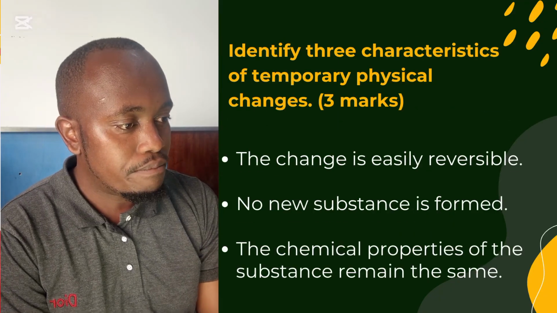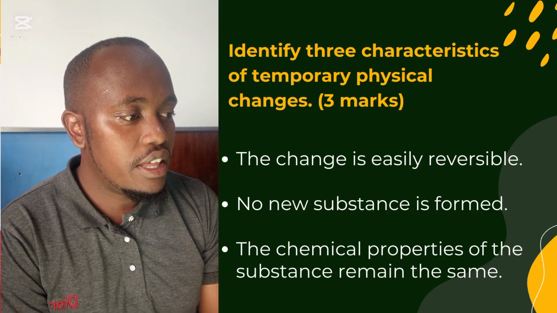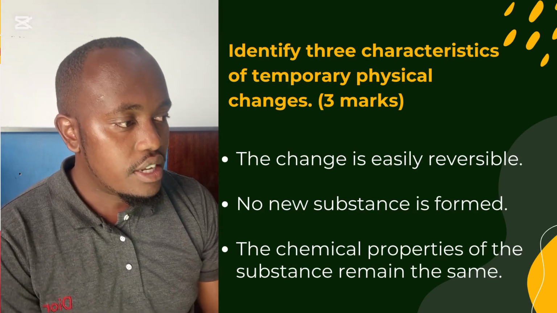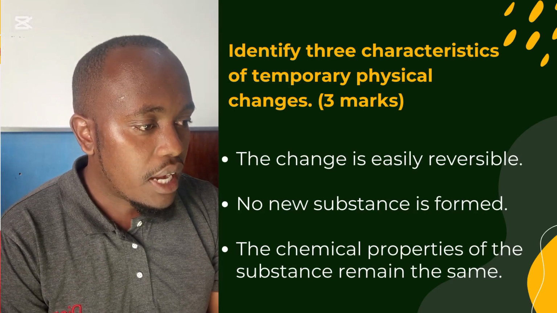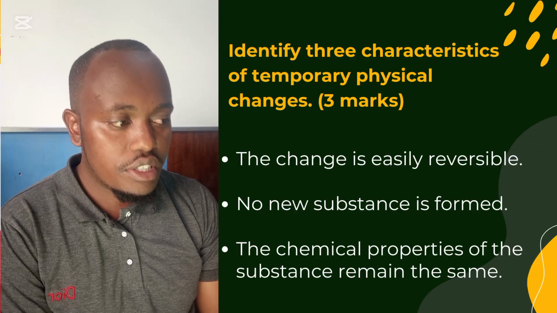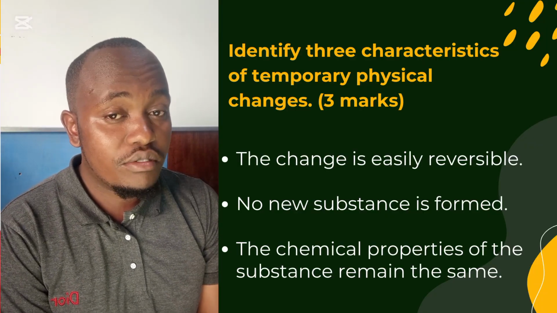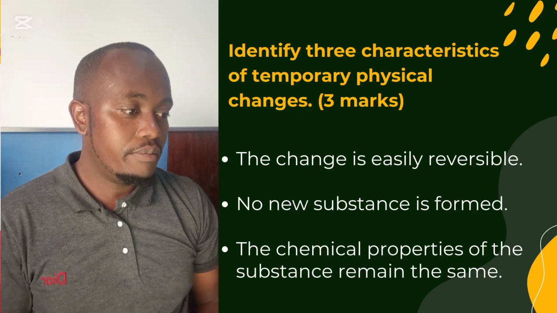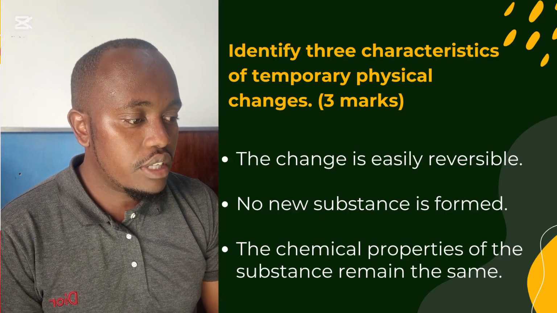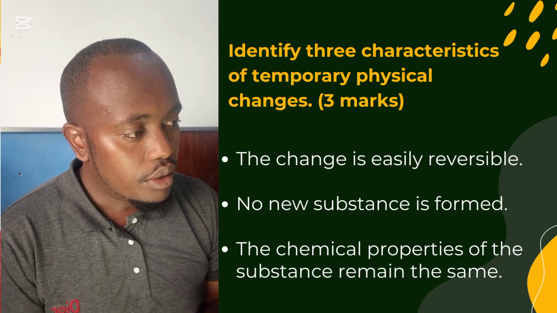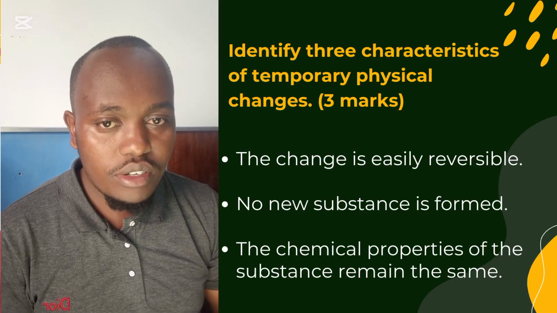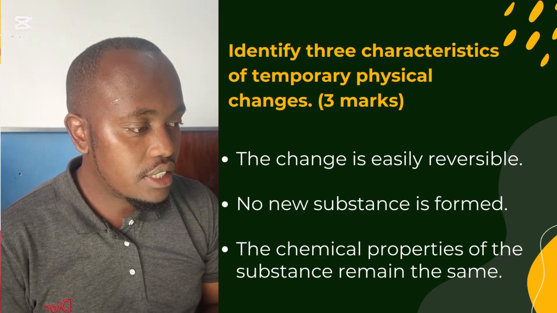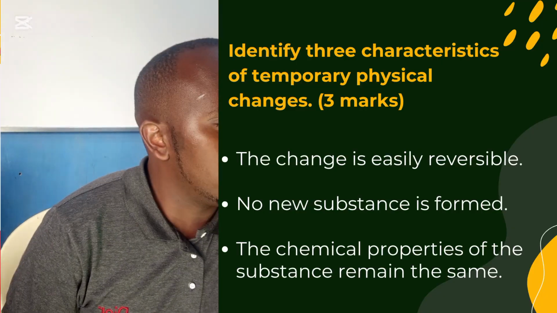The next question. Identify 3 characteristics of temporary physical changes. An example of temporary physical change is evaporation and melting, or freezing. When you take water and you put it in a freezer, it becomes solid. It can easily go back to liquid. So when you think about that, you will be able to answer that question easily.